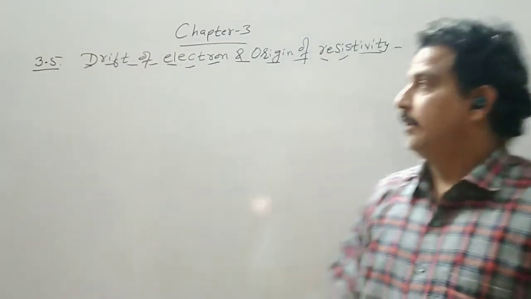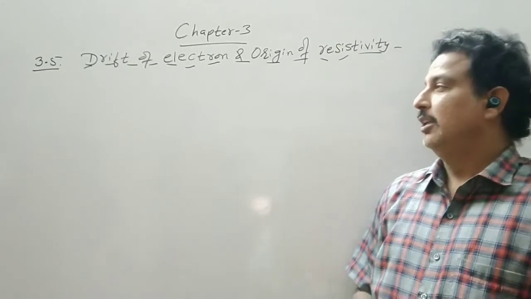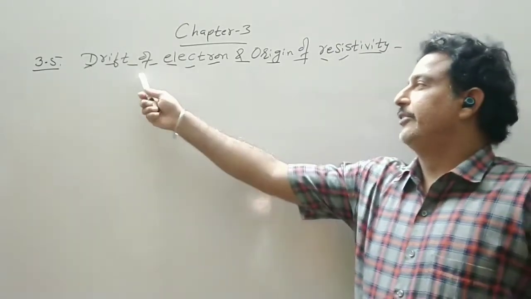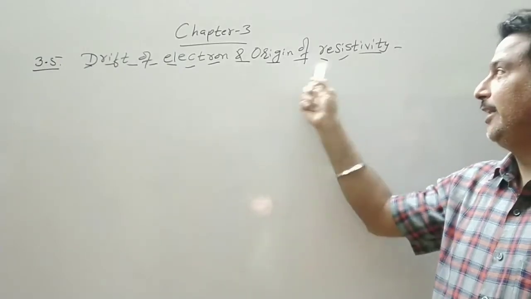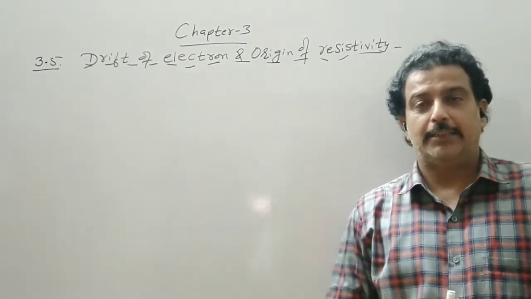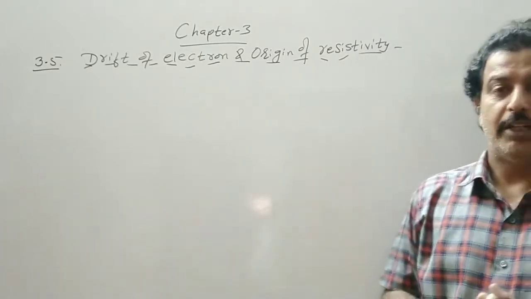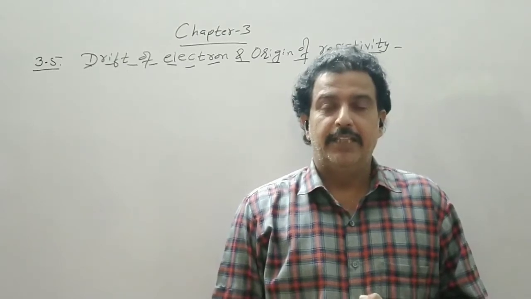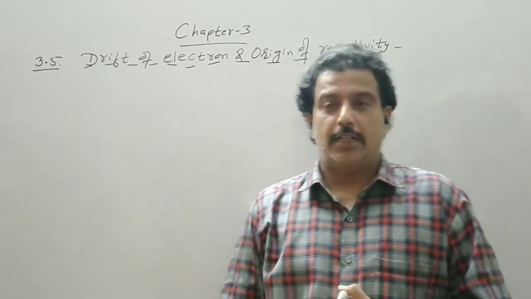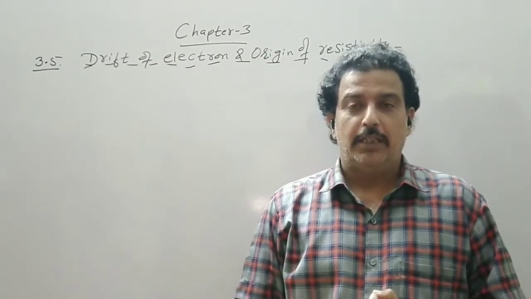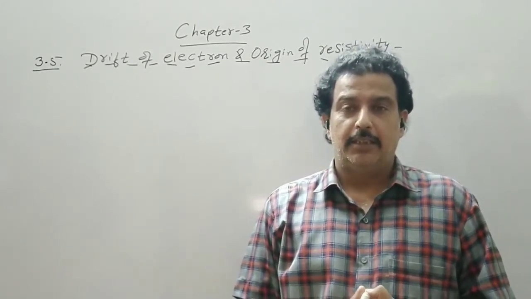Hello students, we will continue with topic 3.5, that is drift of electron and the origin of resistivity. So we started the chapter with a simple definition of electric current, where we stated that the motion of the charge, or the net amount of charge per unit time, gives a steady current.